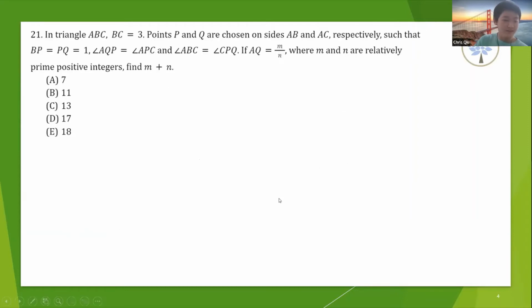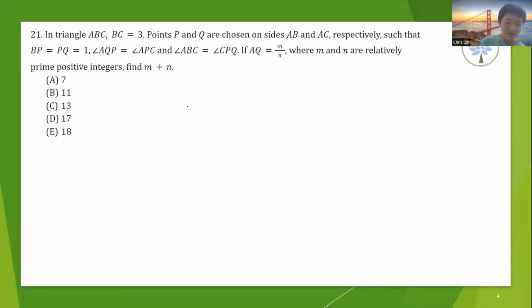All right, so problem 21 reads: in triangle ABC, the length of side BC is equal to 3. Then points P and Q are chosen on sides AB and AC respectively, such that BP equals PQ equals 1, and also angle AQP and angle APC are equal, and angle ABC and angle CPQ are equal. And we want to find AQ.